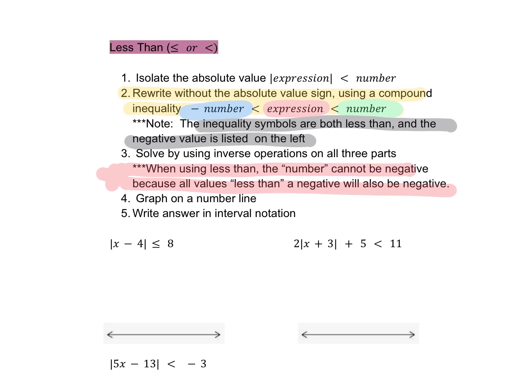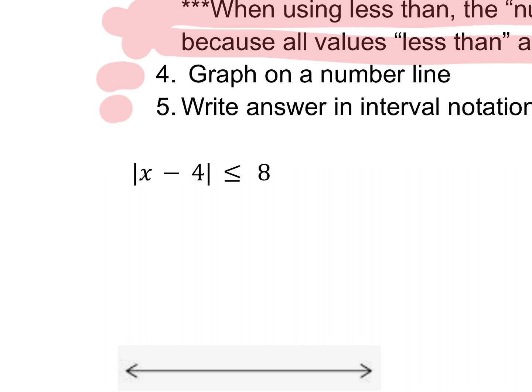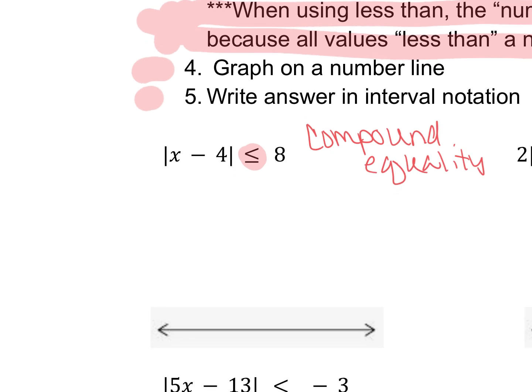So let's take a look. Oh, and then you're going to graph it on a number line, and write your answer in interval notation just like before. So we have x. The first thing I note is that it is a less than or equal to. Whoops, I didn't want to cross that out, I wanted to highlight. I notice that it is a less than, which means I am going to write it as a compound inequality. Compound inequalities are simple. We put our expression in the middle, so we are going to put x minus 4 in the middle.